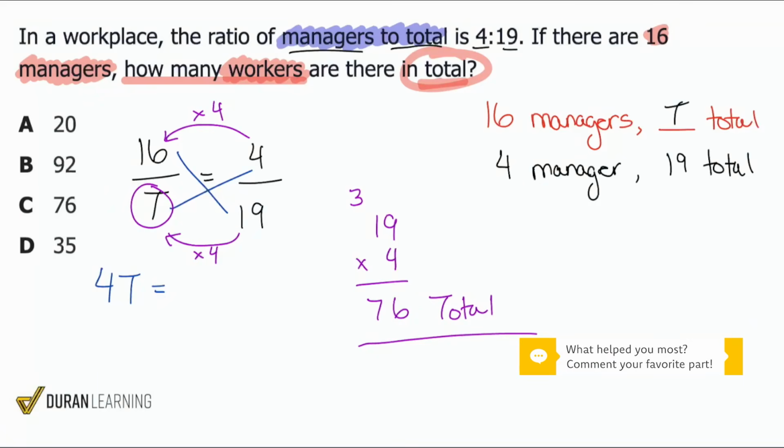And that is answer choice C. Booyah. There we go.